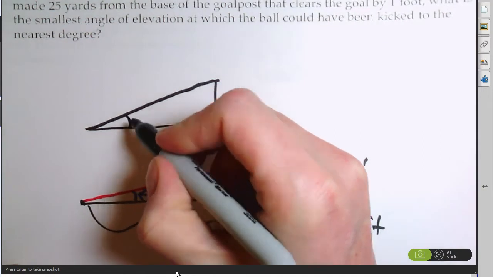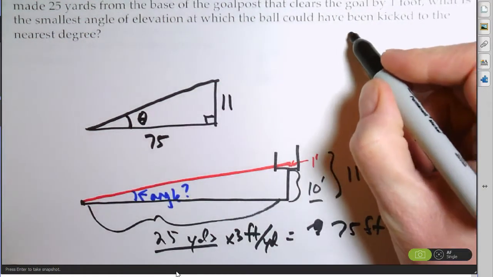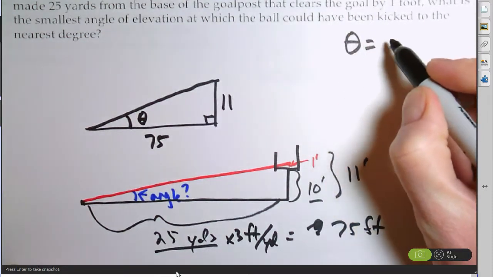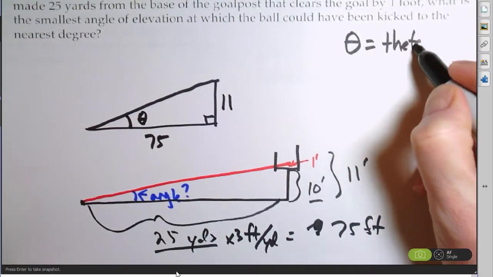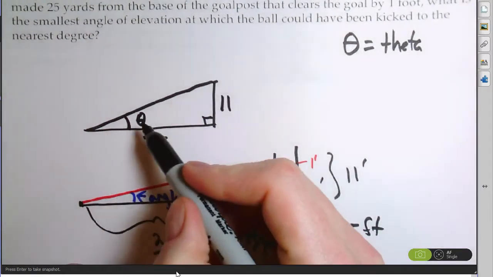And this is the angle we're looking for, which a lot of times the book calls theta, if I haven't mentioned that in class or not. Circle with a line through it. That's the Greek letter theta. Okay. So now we go back and say, I'm looking for this angle.